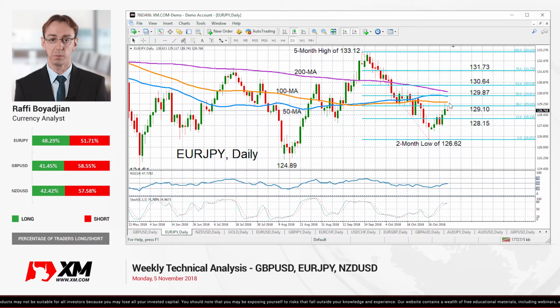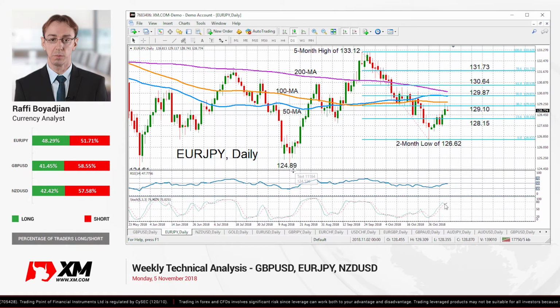However, if that 100-day moving average resistance holds, we could see euro yen heading back towards the 23.6% Fibonacci at 128.15, and then a break below that. We can see that 2-month low 126.62 coming into range, and then a drop below that low. We could then see euro yen falling towards that August low of 124.89, and then possibly dipping into a new bearish phase.